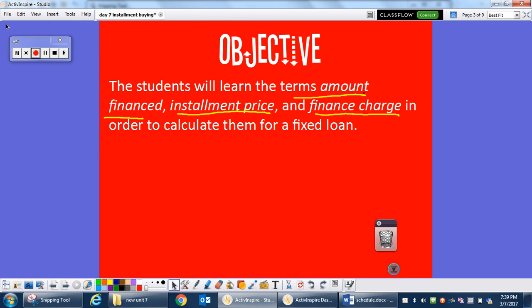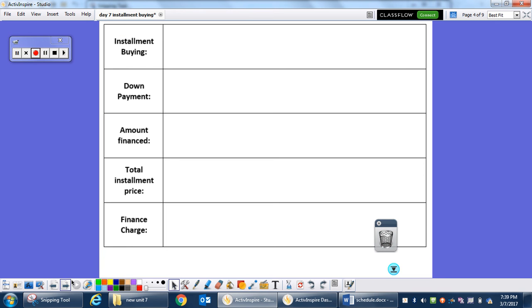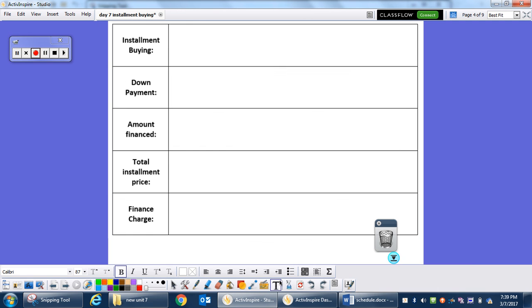Okay, today your objective is the students will learn the terms amount financed, installment price, and finance charge in order to calculate those terms for a fixed loan. We're going to go through some vocabulary because you may have a vocab section on your test.